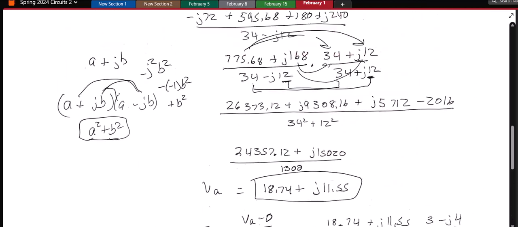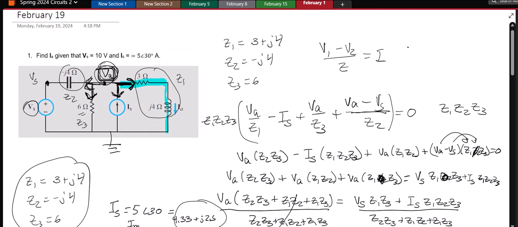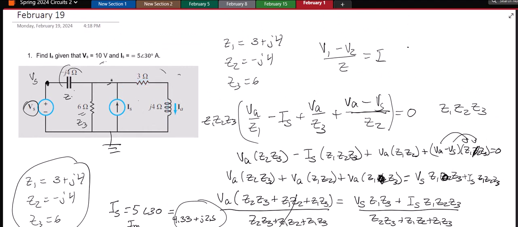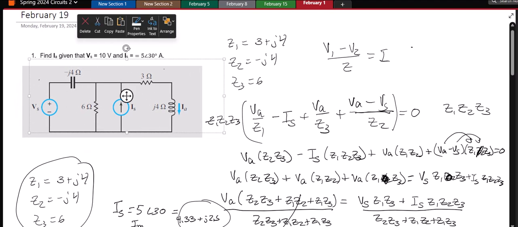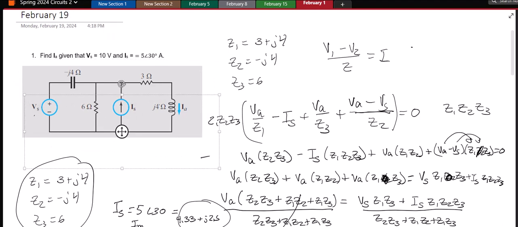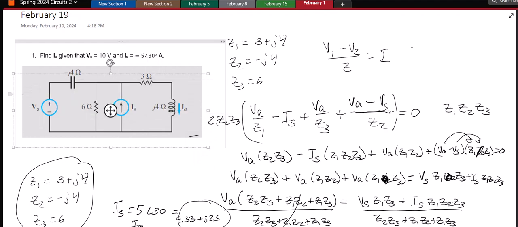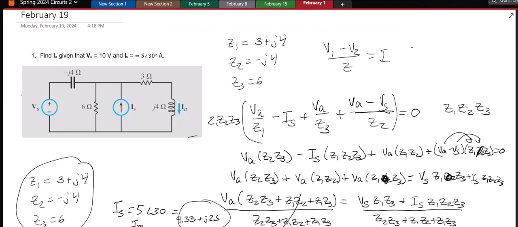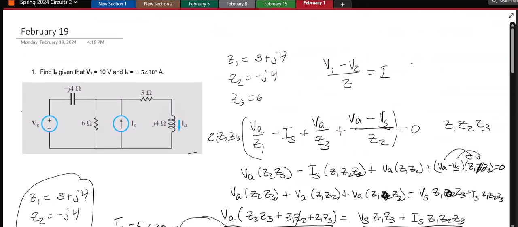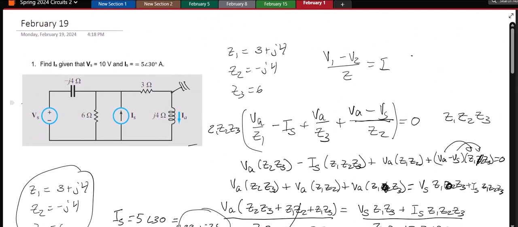Okay, now I promised you that I would say, well, what if we put ground in a different place? Let's say my problem was in this same circuit. Let's say that ground was right here. But I needed to find out what VA was relative to this ground.